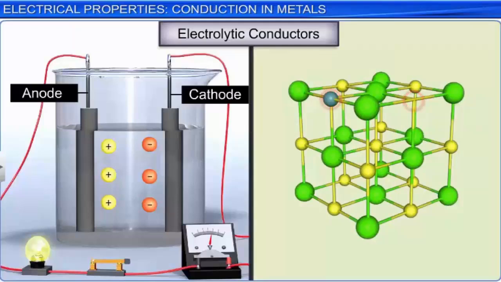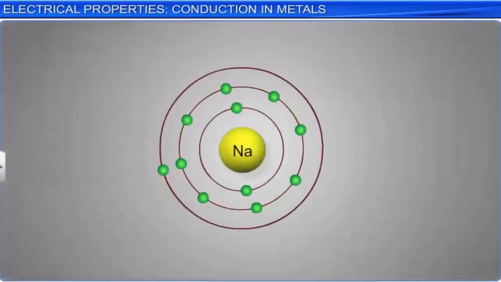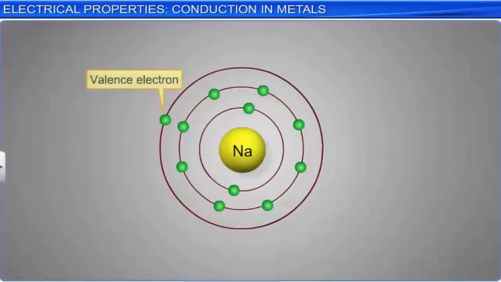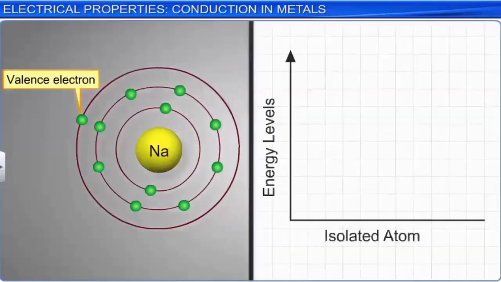Electrolytes like sodium chloride and potassium chloride are electrolytic conductors. The conductivity of metals depends upon the number of electrons present in the valence shell of their atomic orbitals. The electrons of a single isolated atom occupy atomic orbitals that form a discrete set of energy levels.